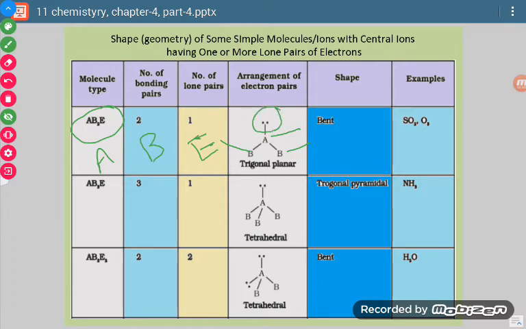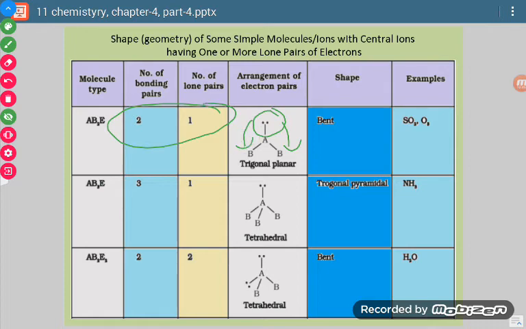If all are bond pairs, total pairs are 3, so they will be arranged in trigonal planar form. But here, since there is no atom involved, this pair is a lone pair and it will repel this one also and this one also, which means there will be lone pair bond pair repulsive force. Because of this, the shape becomes bent shape, for example sulfur dioxide, SO2.